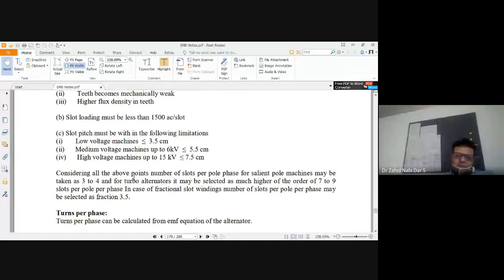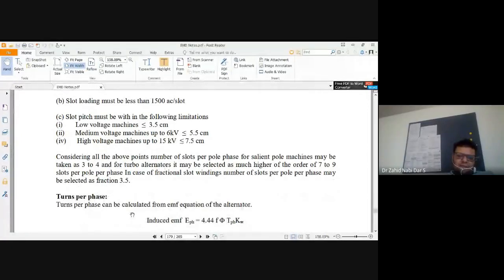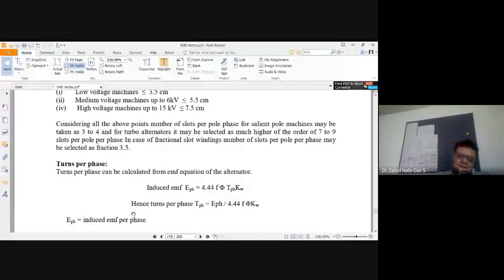In case of fractional slot windings, slots per pole per phase may be taken as a fraction such as 3.5. Turns per phase is very simple. It's a universal equation which we have seen in the induction motor and also in the transformer. The only difference in the transformer is that we don't see Kw, the winding factor, because there is no winding associated as such. Apart from that, E phase = 4.44 f phi T phase.